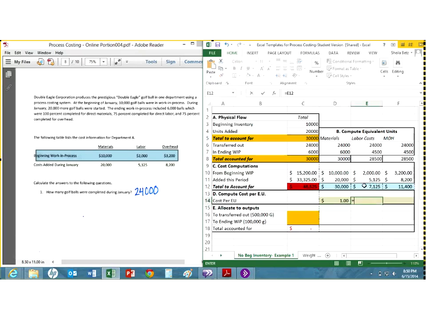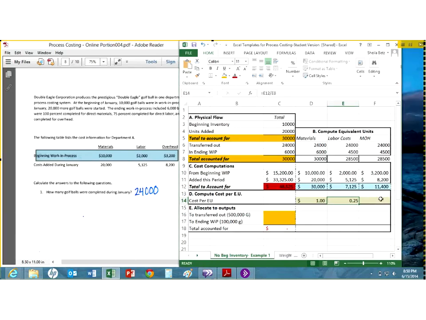We have $7,125 of labor cost, and we worked on 28,500 golf balls. So that comes out to 25 cents of labor cost for every golf ball. And then finally, we had $11,400 of overhead cost divided by the 28,500 golf balls we worked on in overhead. It comes out to 40 cents of overhead cost for every golf ball.